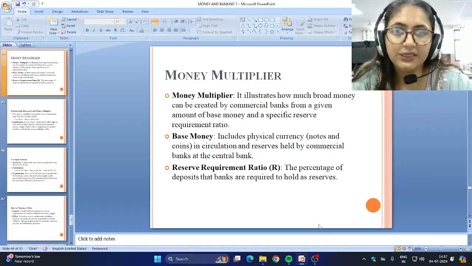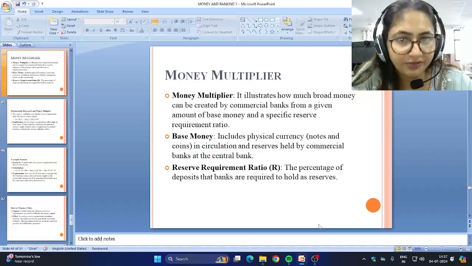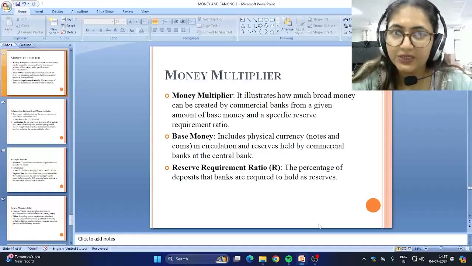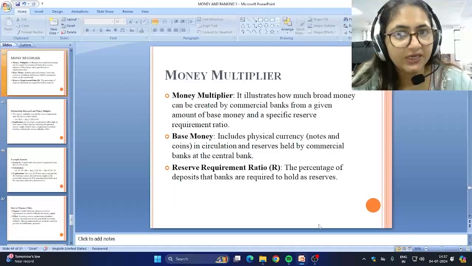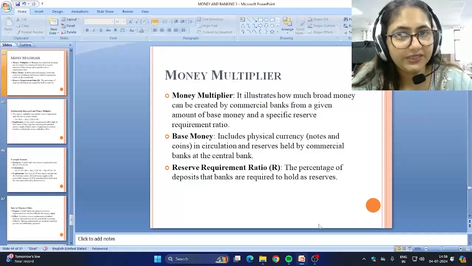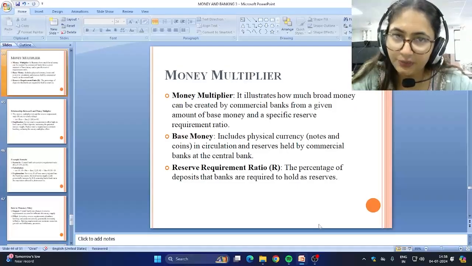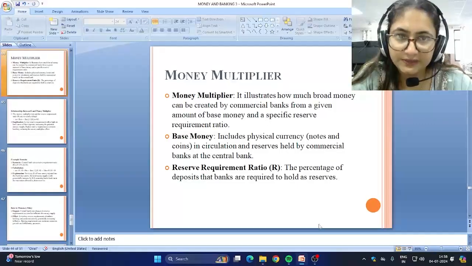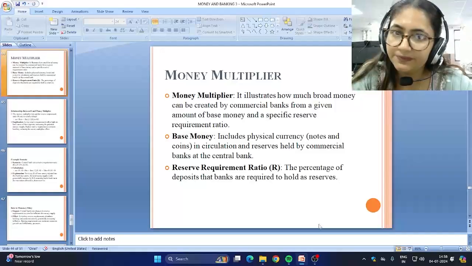Let us understand the concept of base money. Base money is also referred to as high powered money. It includes physical currency, that is coins and notes, in circulation and commercial banks' reserves held at the central bank. Now let us understand what the reserve requirement ratio is. Reserve requirement ratio is the percentage of deposits that banks are required to hold as reserves rather than lending out.